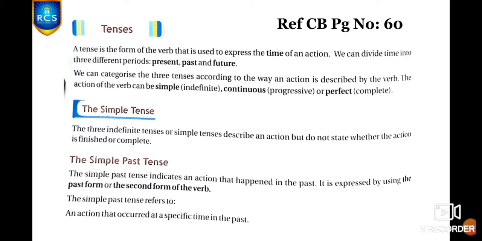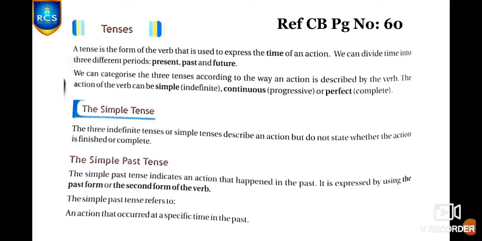We can divide time into three different periods: present, past, and future. And we can categorize the three tenses according to the way an action is described by the verb. The action of the verb can be divided into simple. Simple means indefinite. Indefinite means it will not give you a clear understanding of when a particular action happened. So we call it simple or indefinite.